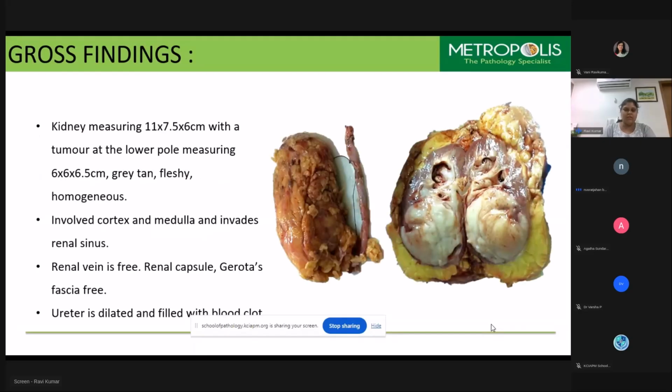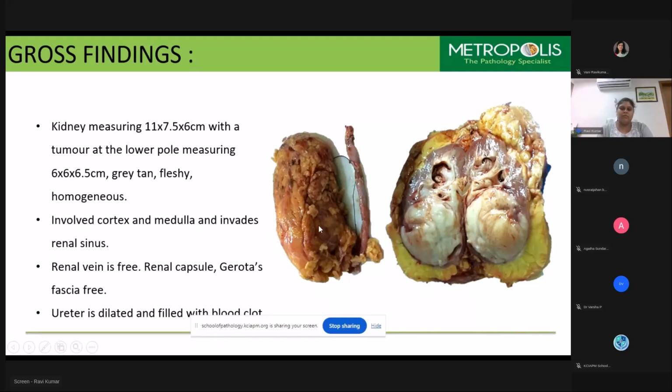Yes, so on gross, we found a 6.5 x 6 x 6 centimeter tumor in the lower pole of the kidney, which had a gray tan, fleshy and homogeneous appearance. This was involving the cortex and medulla and invading into the renal sinus. The renal vein, however, was free. Renal capsule and Gerota's fascia were also free. The ureter was dilated and filled with blood clot.